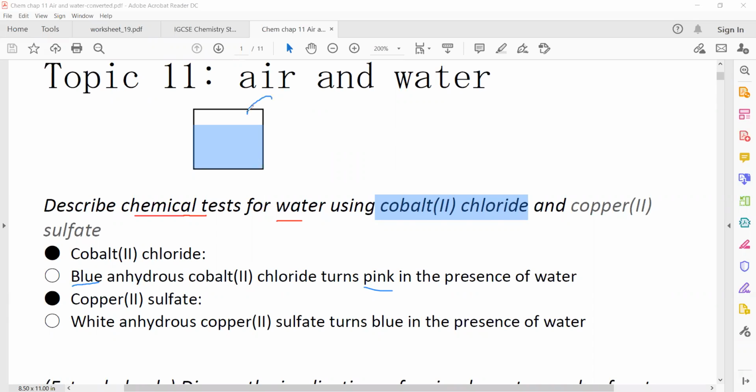If we add anhydrous copper sulfate, it will change its color from white, because originally it is white, but when water is present, it will become hydrated copper sulfate. So it will turn blue. You have to learn this chemical test to check the presence of the water. Is it clear? The test to check the presence of the water.